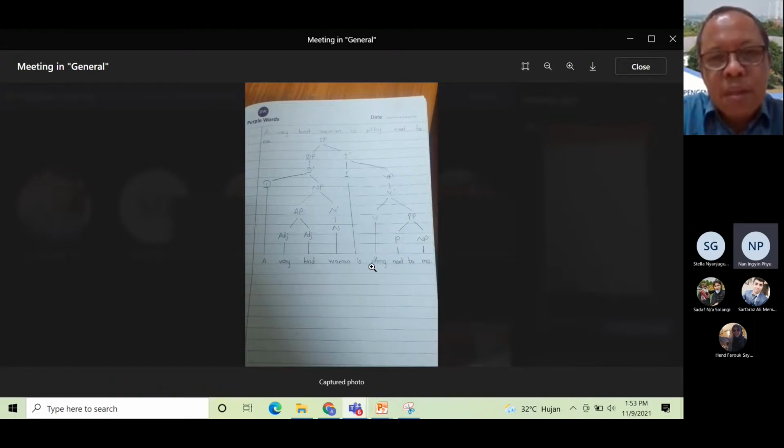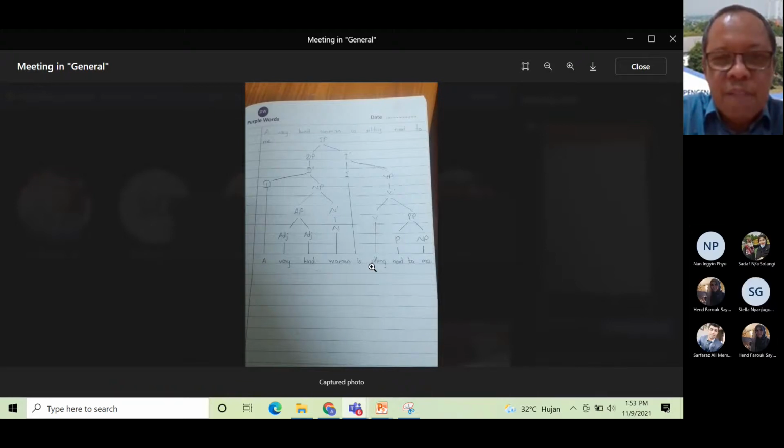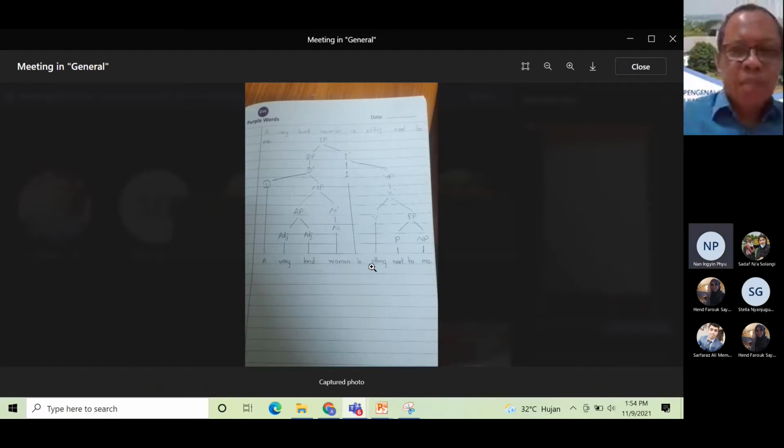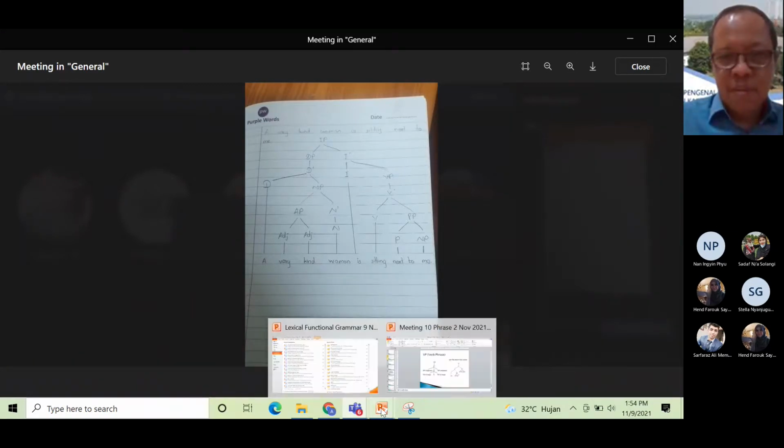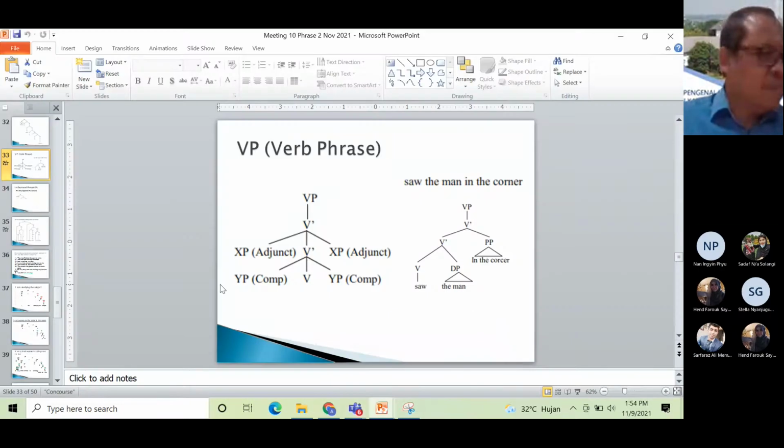So my question here: the phrase "very kind" in the adjective phrase, is it an adjunct or a complement? Adjunct. Okay, what is the position of the adjunct? Can you check again the position of the adjunct in X bar theory? Can you check your note? Is it possible that the adjunct is under the XP, which is here filled with NP? Okay, hang on for a while.